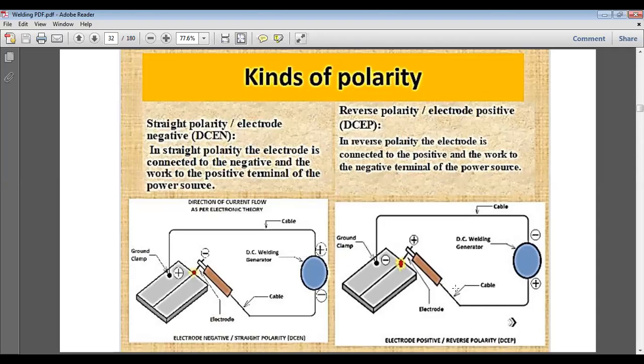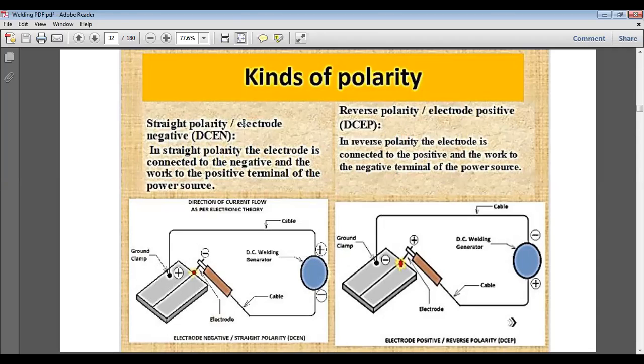This is called reverse polarity, or direct current electrode positive, DCEP. In reverse polarity, the electrode is connected to the positive terminal and the work to the negative terminal of the power source. This is also called inverse polarity. So the question arises: why is this arrangement changed? Why not always direct polarity?